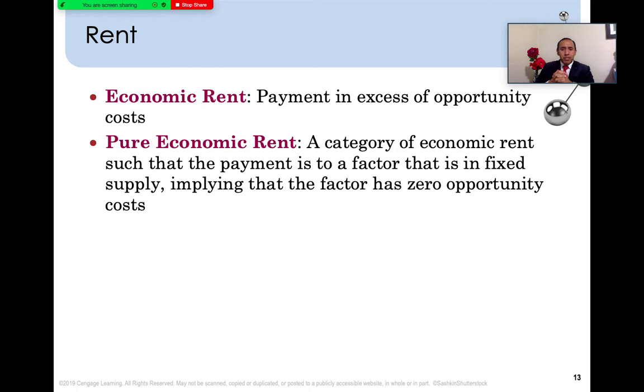And then we have pure economic rent. Pure economic rent is a category of economic rent, such a payment to a factor that is fixed in supply, and you receive all of the benefits from having that factor, which is a resource, a factor of production.